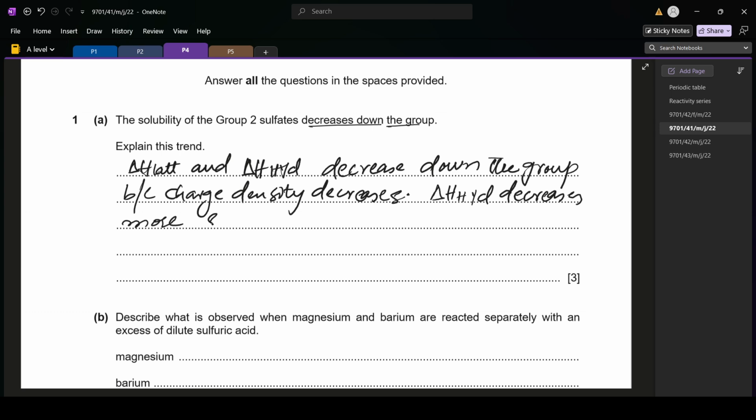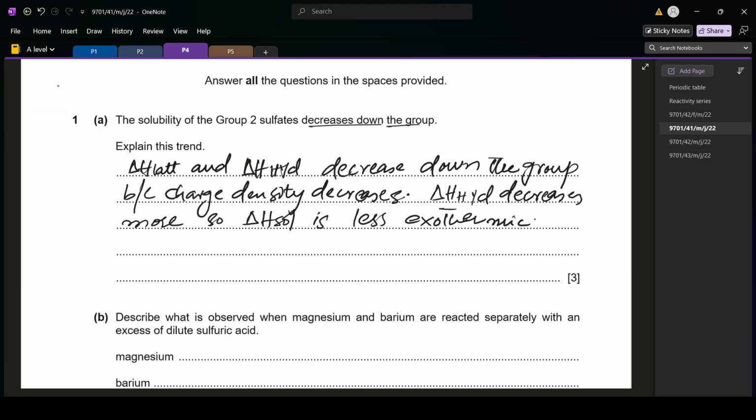So the enthalpy change of solution is less exothermic, or you can say less negative. Okay, so that's why the solubility of group 2 sulfates decreases down the group.